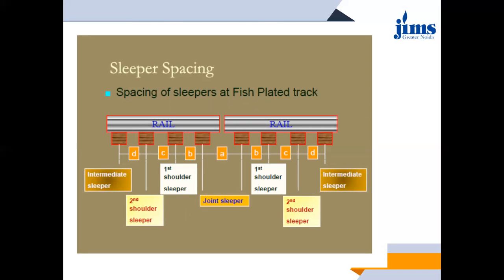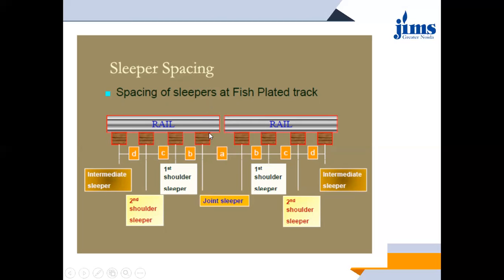Here is a diagrammatic representation of the spacing of sleepers at a fish plated track. That is a normal track. Whenever a fish plated track is used, the main thing to keep in mind is that below the joint, in section A, no sleeper is provided. A sleeper is never provided at the joint itself.